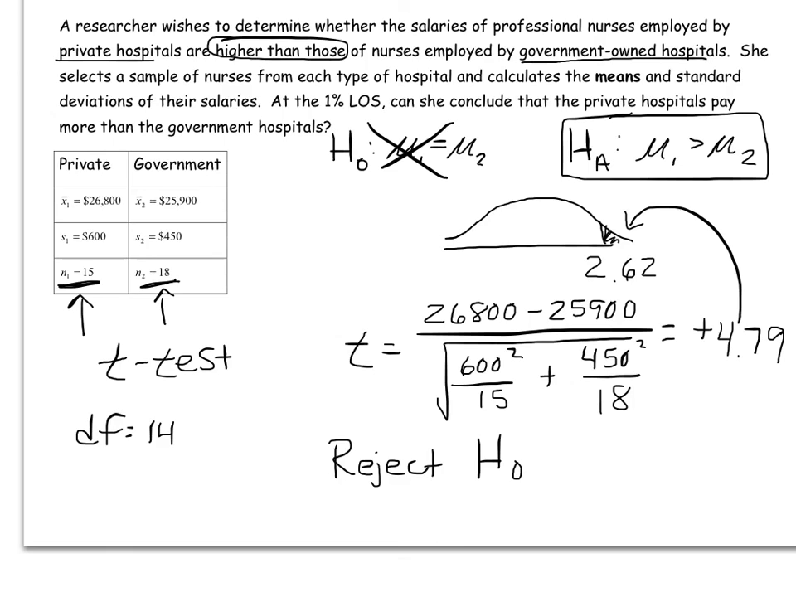So a nurse that works for a private hospital, on average, earns more than a nurse employed by a government-owned hospital, according to the study that we have.